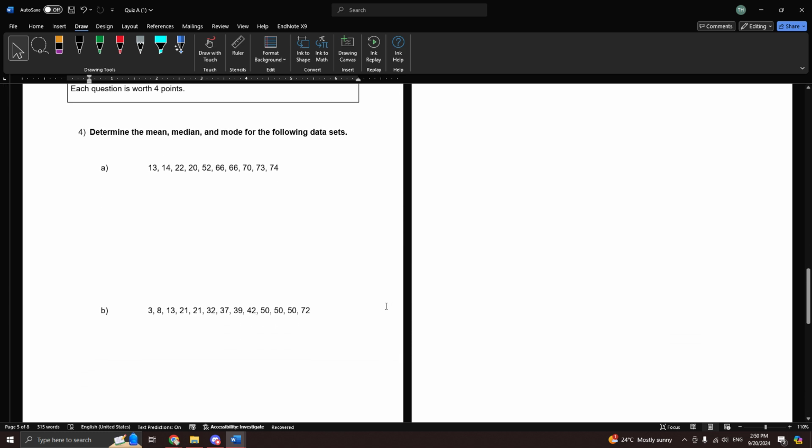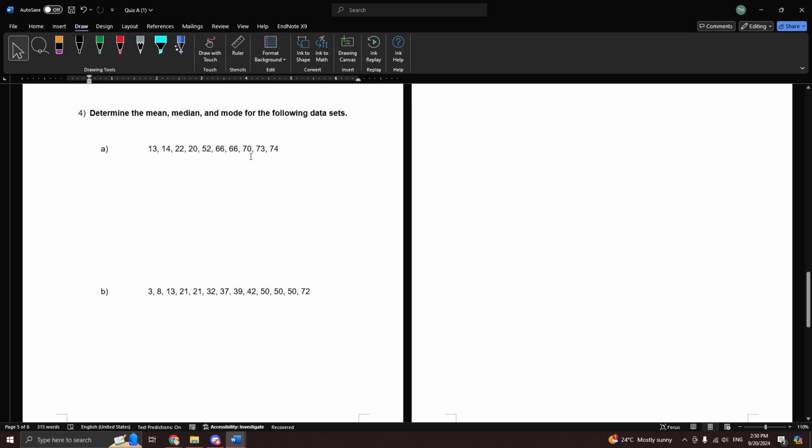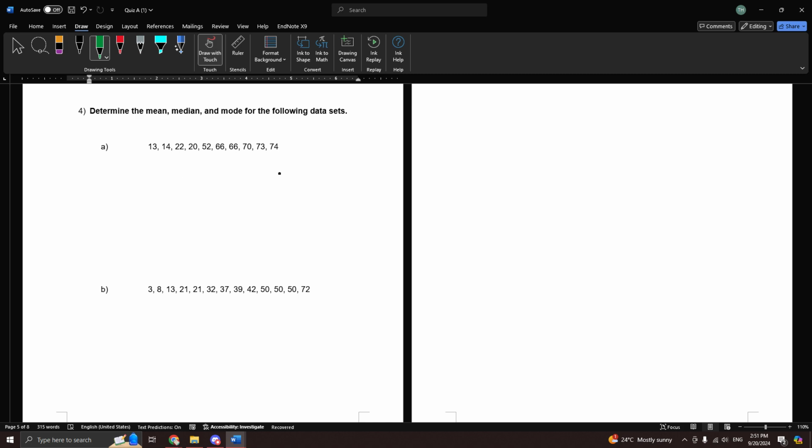We want to find the mean, the median, and the mode for these two lists of numbers. So the first thing we're going to do is look at A, and let's see if these numbers are in order. In this case, it's not. We should probably switch these two, right? 20 and 22. So this one's going to go here. Okay, the rest of them are in order.